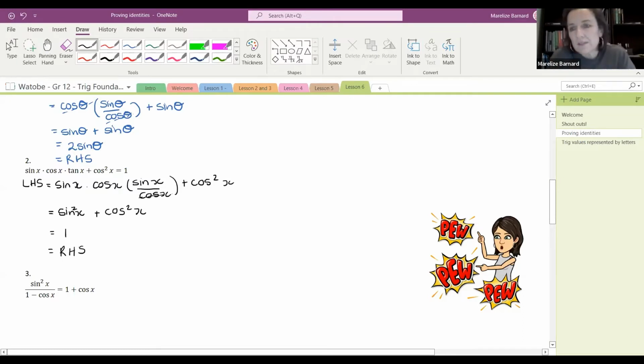As you do these grade 12s, please pay attention to the layout of your work. So make sure that you indicate which side you've chosen to work with. So put your left-hand side there. It won't always be the left-hand side. Sometimes it is indeed the right-hand side. So put that there and then lay out your work as I'm doing here.